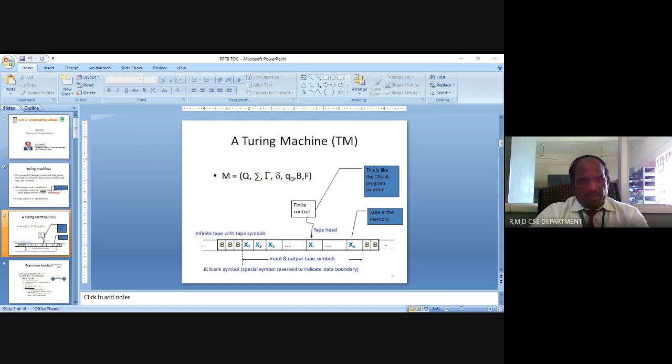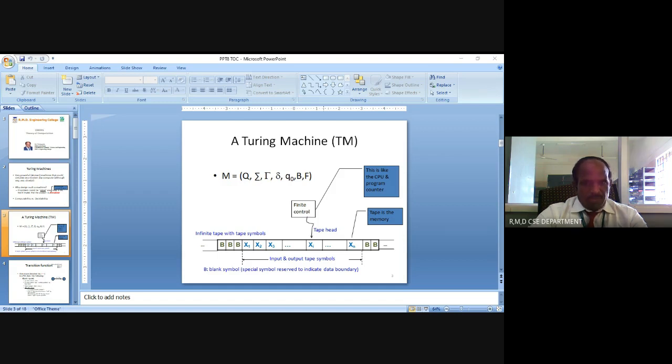So how do we check membership? The string is accepted by the Turing machine. Initial condition: the input string is present in the Turing machine, preceded and followed by infinite blank symbols. Final state, acceptance: if W makes the Turing machine enter the final state, it halts. If the Turing machine halts in a non-final state, then it is rejected.